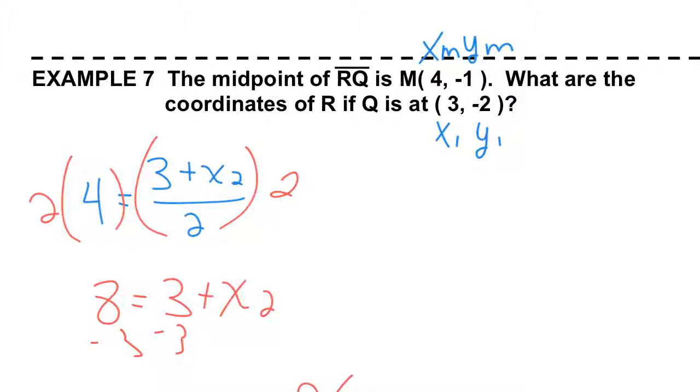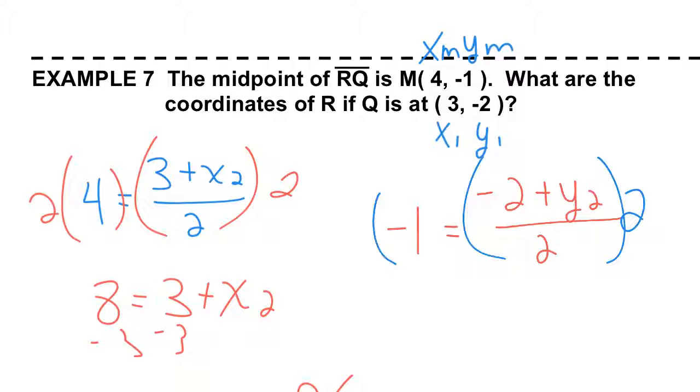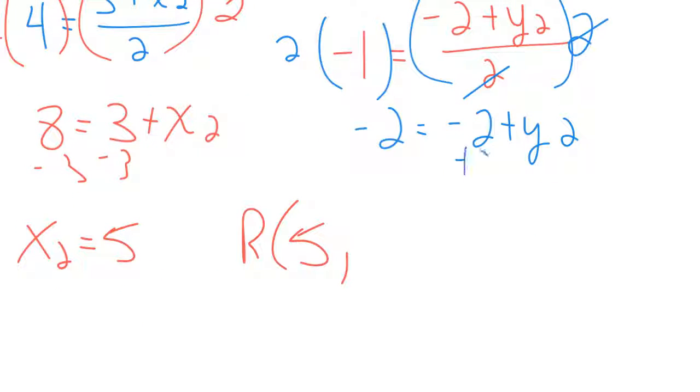Let's look at the other one. This time ym is negative 1. That equals my y, which is negative 2, plus the y I don't know, divided by 2. Same deal as the last few times. We multiply by 2. I get negative 2 equals negative 2 plus y2. And when I add 2 to both sides, I get 0 equals y2. So my point is, oops, I don't know why I put 2, because it's 0. My point is 5, 0.